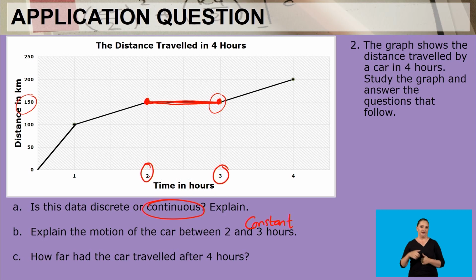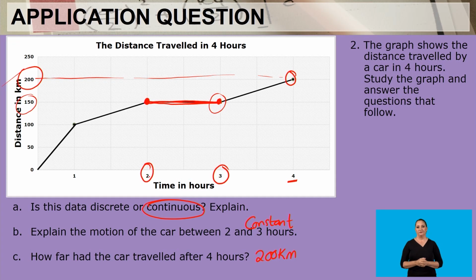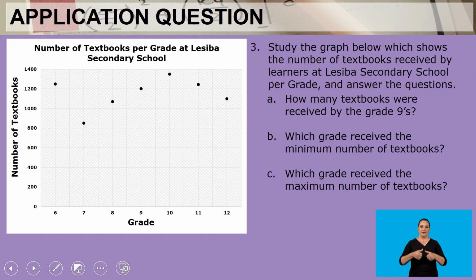The last one there says, how far had the car traveled after 4 hours? So we are going to look at 4 hours and see how far that car had traveled. And of course, we can see there that the car had traveled 200 kilometers for the 4 hours that have been given to us. Let's go over to the next question.